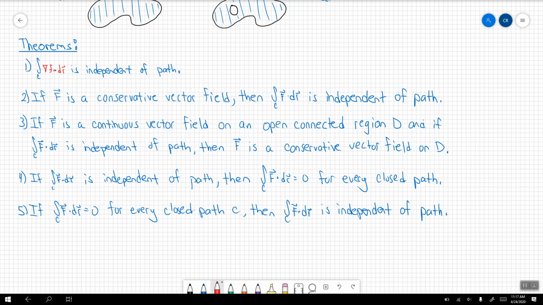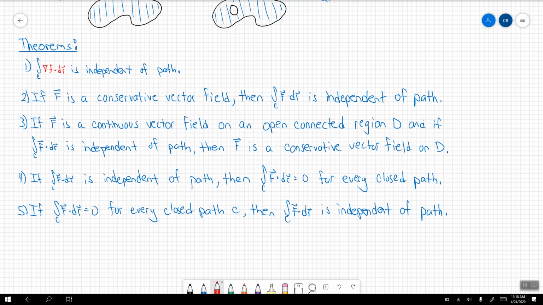And again, this is telling us that we're working with a gradient vector field. If this is a gradient vector field, then we're already looking at some potential function, which means that we're dealing with a conservative vector field. And that's what number 2 is really telling us: if you have a conservative vector field, then when you take that line integral for that vector field, it's going to be independent of path.